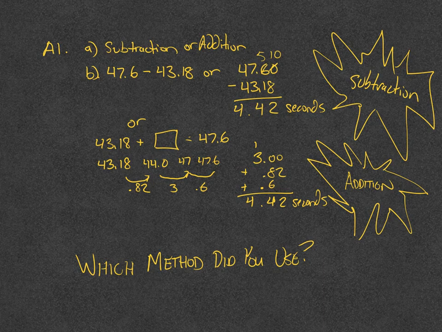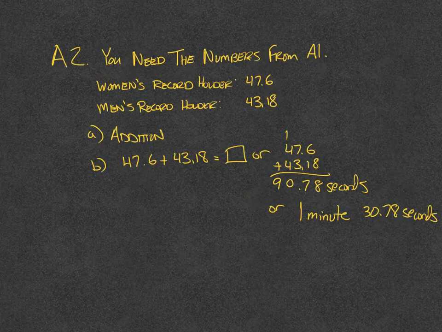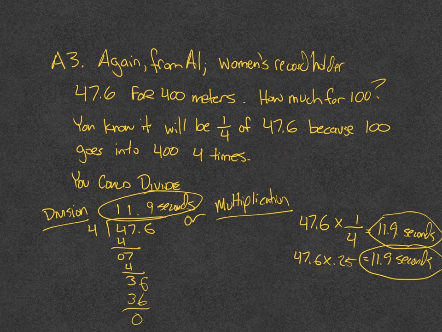So, you could use subtraction or you could use addition, depending on the way you saw it. I've solved it both ways for you. Which method did you use? With this one, you need to look at the results from A1, because you need the women's record holder and the men's record holder. And then it becomes addition. With this one, again, you need the women's record holder time of 47 6/10 for 400 meters. But you know it's going to be less because you need to know how much it is for 100 meters. And to do that, you need to look at how many times 100 goes into 400.